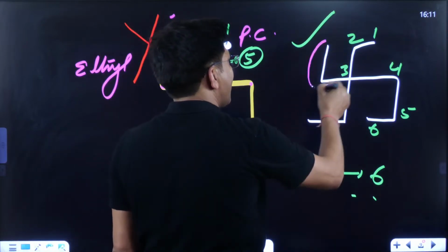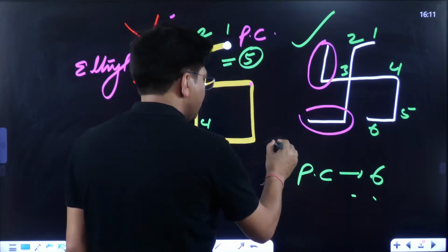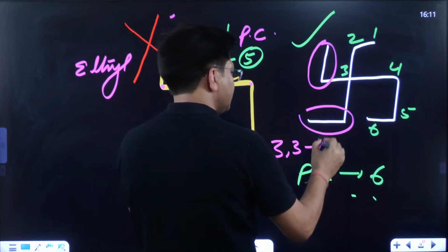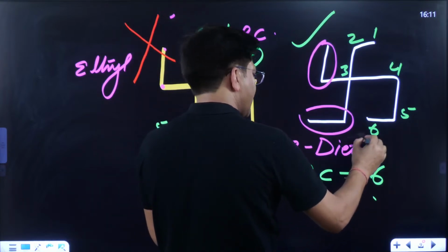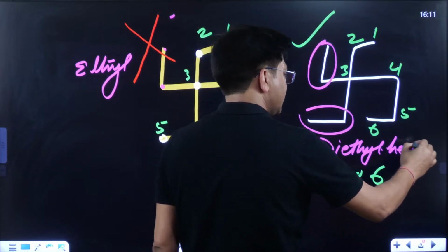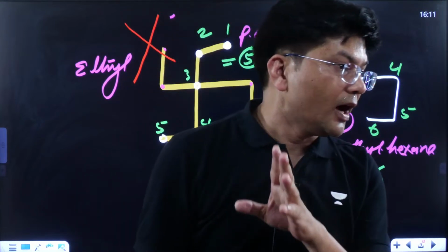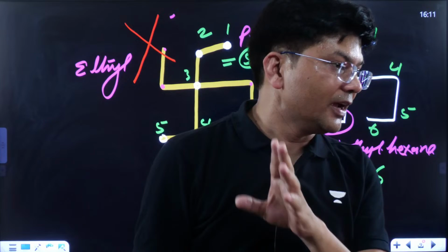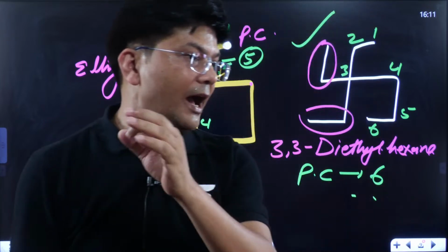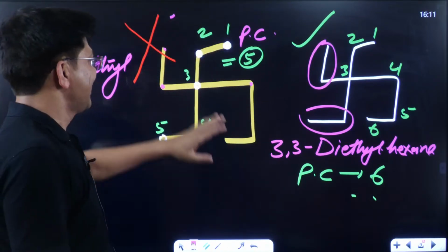This is having ethyl as the branch and there is another ethyl. So the answer is 3,3-diethylhexane. Somebody has written the correct IUPAC name. Somnath, yes, your answer is correct. NEET boss, your answer is absolutely correct. Kishan Krish, yes, everyone is getting the correct answer.